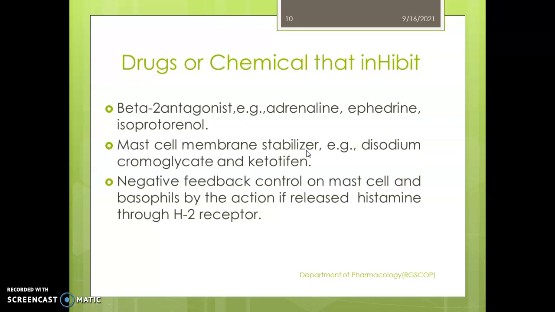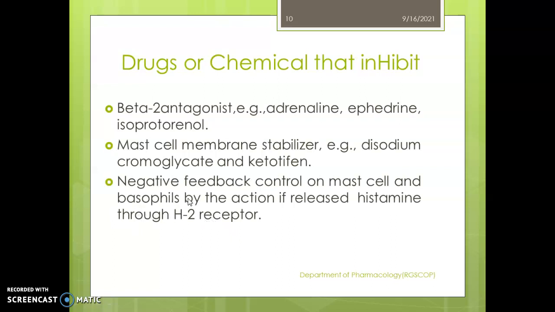Mast cell membrane stabilizers, for example disodium cromoglycate and ketotifen. These are also mast cell membrane stabilizers. These agents are generally used for the treatment of asthma because histamine plays a very important role in allergic reaction. The next one, negative feedback control on mast cell and basophil by the action of released histamine through the H2 receptor. The H2 receptor is basically present in the GIT, in the stomach, and may also cause acid secretion.